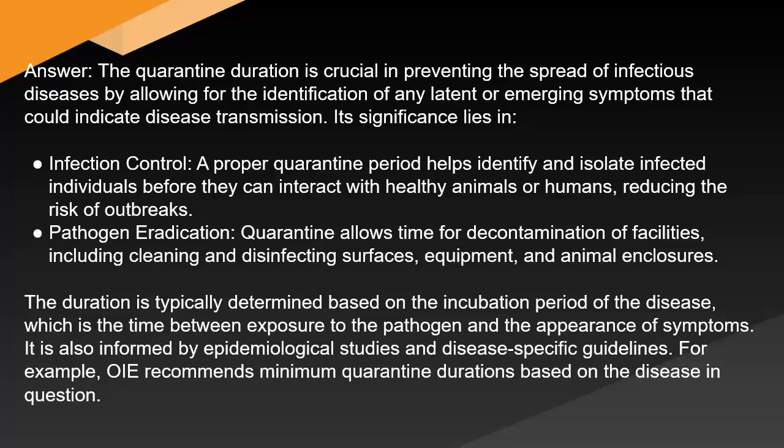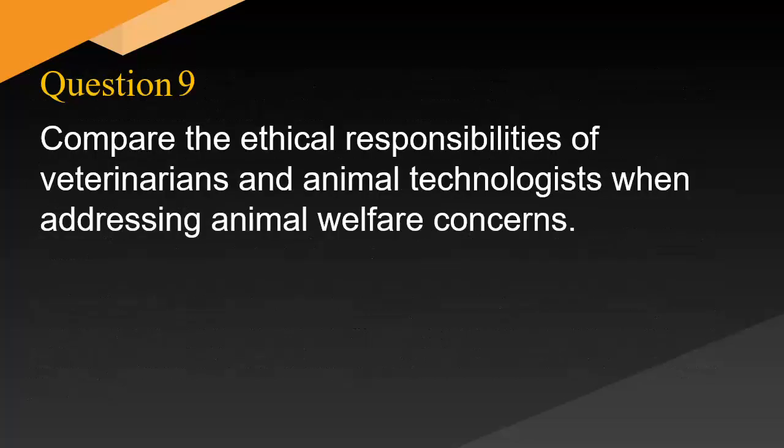the risk of outbreaks. Pathogen eradication. Quarantine allows time for decontamination of facilities, including cleaning and disinfecting surfaces, equipment, and animal enclosures. The duration is typically determined based on the incubation period of the disease, which is the time between exposure to the pathogen and the appearance of symptoms. It is also informed by epidemiological studies and disease-specific guidelines. For example, OIE recommends minimum quarantine durations based on the disease in question. Compare the ethical responsibilities of veterinarians and animal technologists when addressing animal welfare concerns.